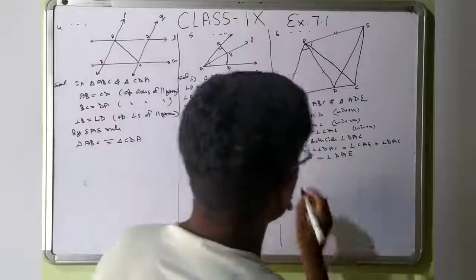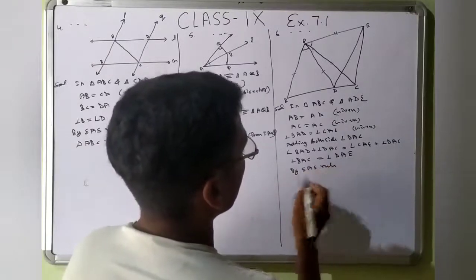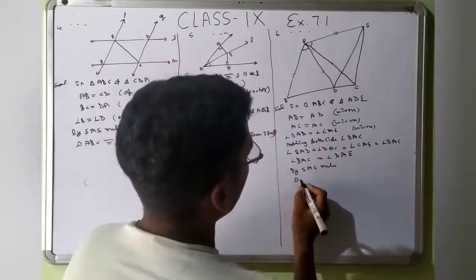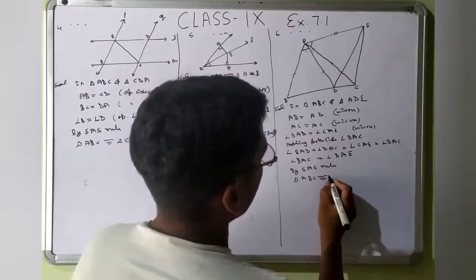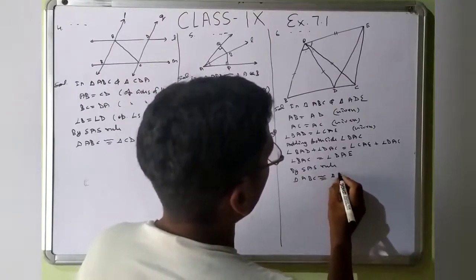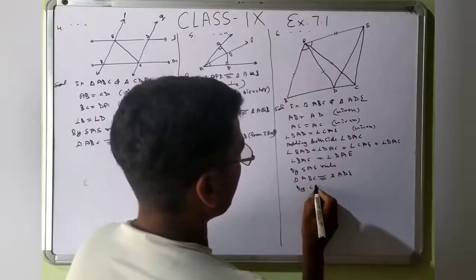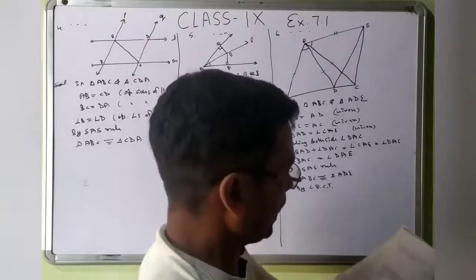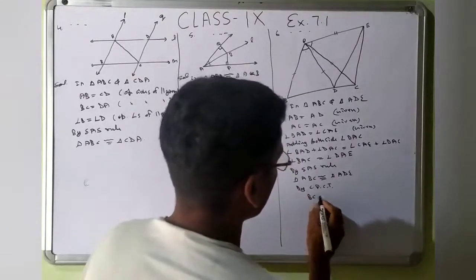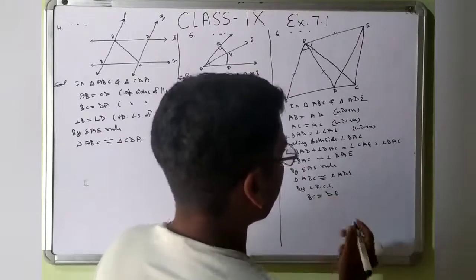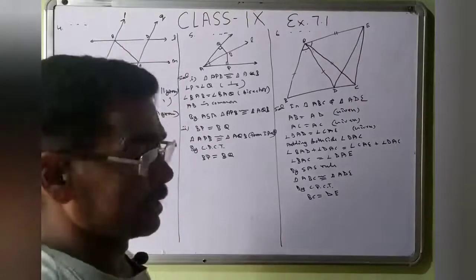Now we have three things. So by SAS rule, triangle ABC congruent triangle ADE. By CPCT, because we need to prove that this one BC is equal to DE. So BC is equal to DE. If we have proved congruence, then we can write by CPCT other things.